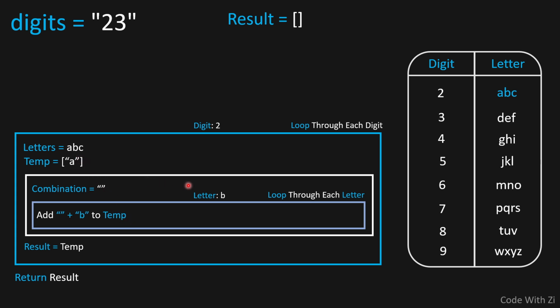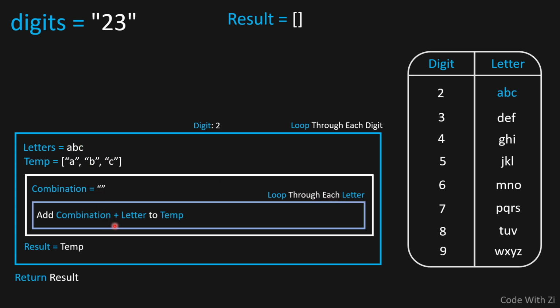And then we're going to move on to the next iteration, and our letter is going to be B because we're looping through each letter, and we're going to add combination plus B to temp. So let's do that like so. As you can see, we're pushing these inside of our temp array, and then we're going to get to our final round of this loop, and we're going to add C to our temp array here. And then we're going to be done with our loop because we just looped through each letter that we had in our letters. So let's do that.